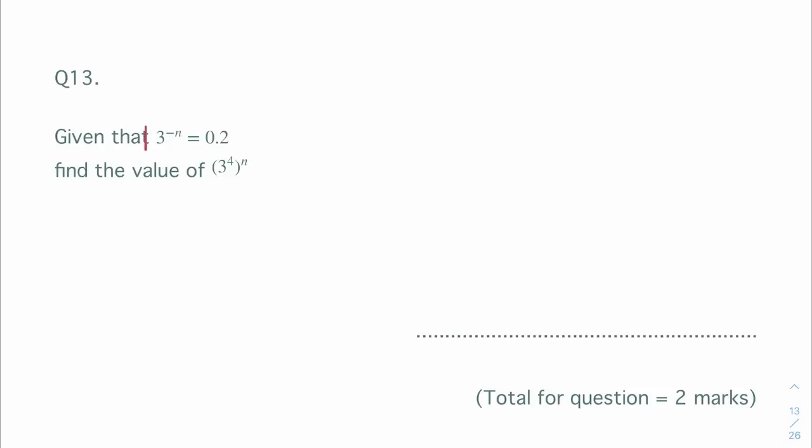Now from this here, this can be written in a different way, because obviously we want to know the value of n. This can also be written in a different way as well, but we'll have a look at this to start with. So 3 to the power of negative n, a negative power can be written as a reciprocal. So we could write that as 1 over 3 to the power of n. Okay, it means the same thing. So 1 divided by 3 to the power of n is equal to 0.2.